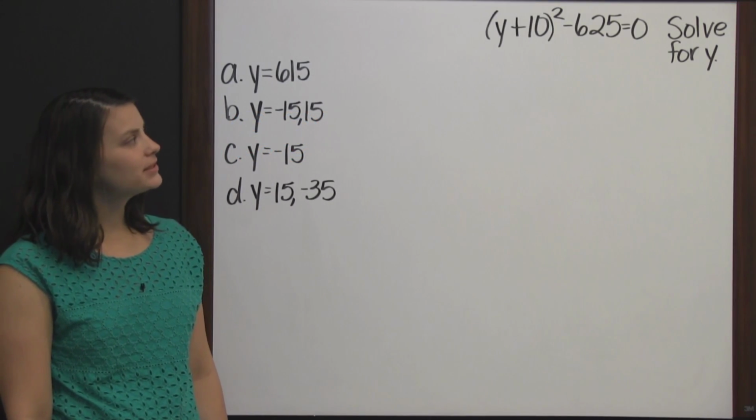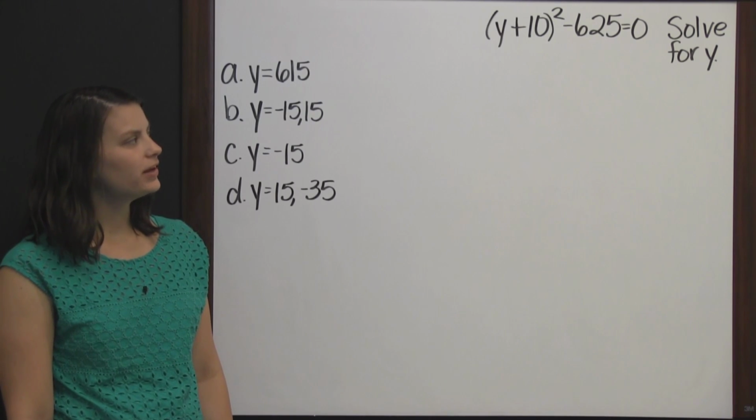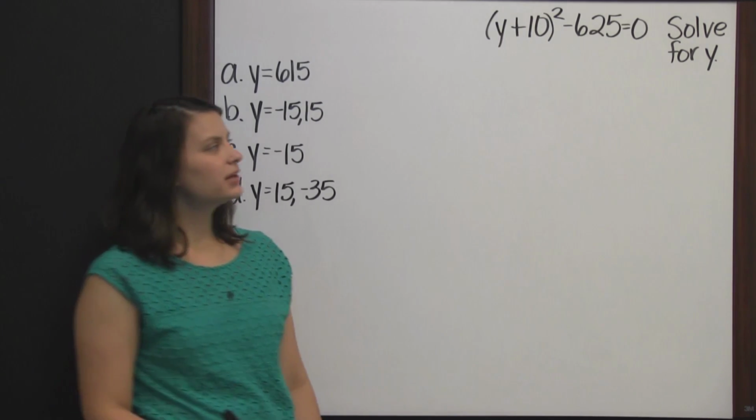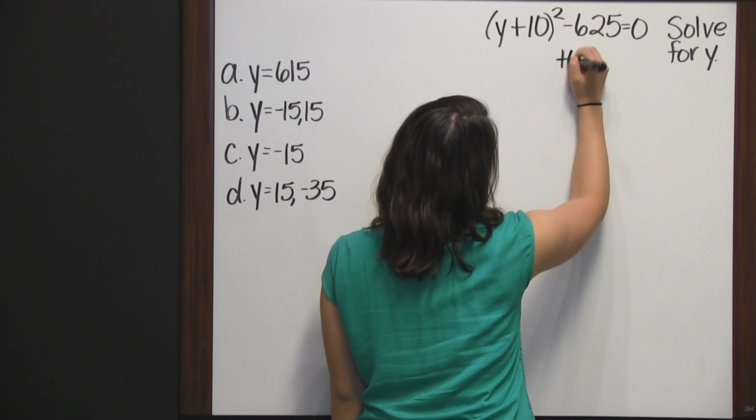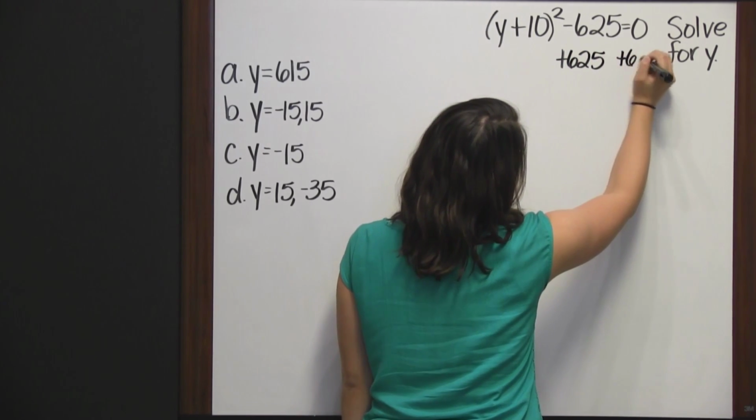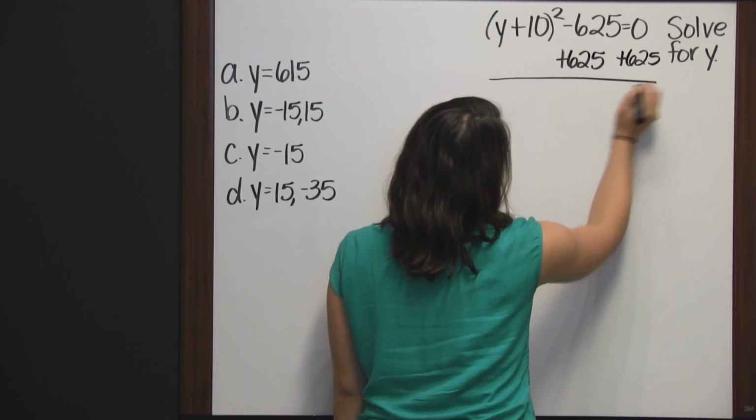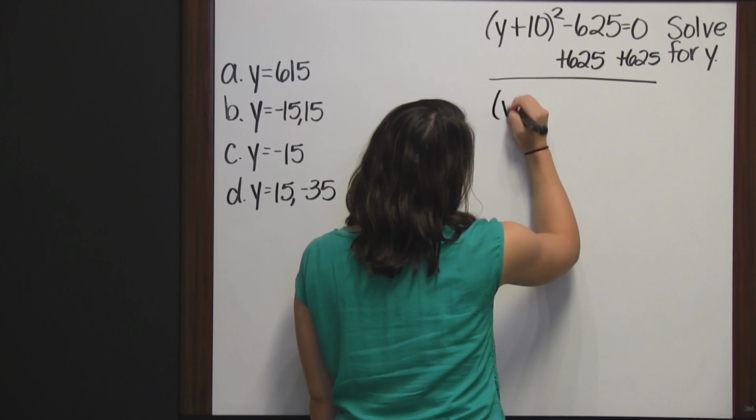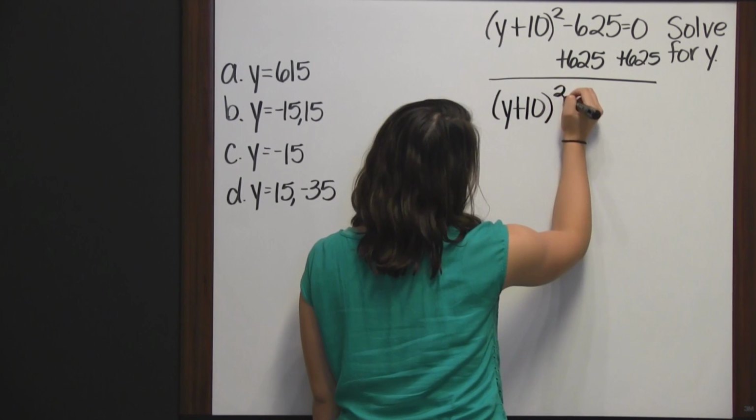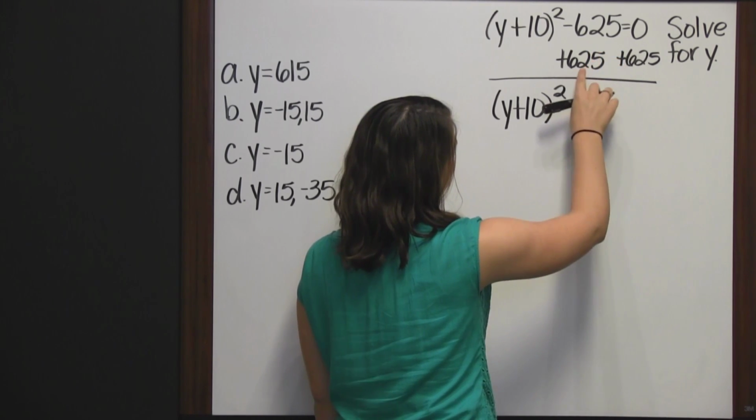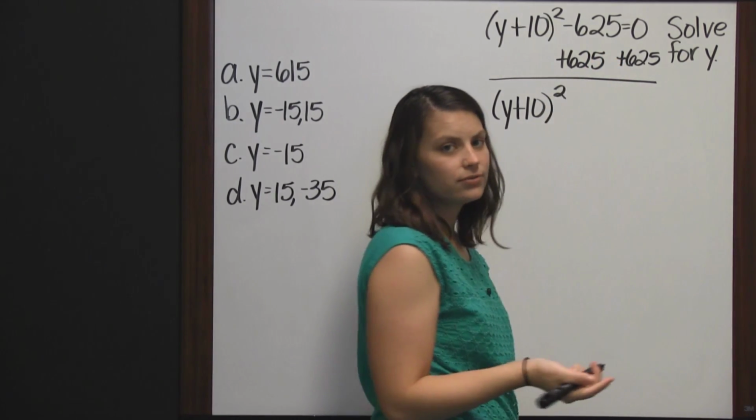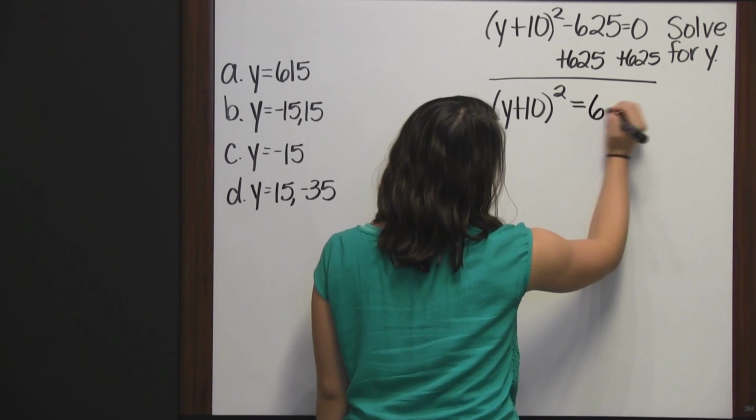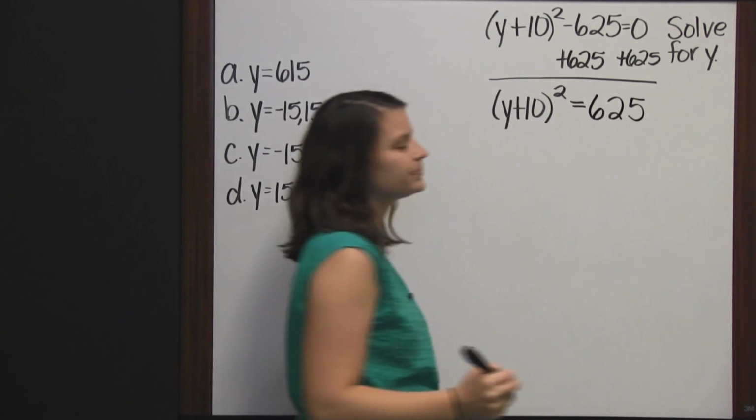The quantity y plus 10 squared minus 625 equals 0. Solve for y. The first thing we want to do is add 625 to both sides, because doing that is going to help us get y alone and thus solve for it. So we bring down our quantity y plus 10 squared. Negative 625 plus 625 is 0, so that just cancels out, and that equals 0 plus 625, which is 625.